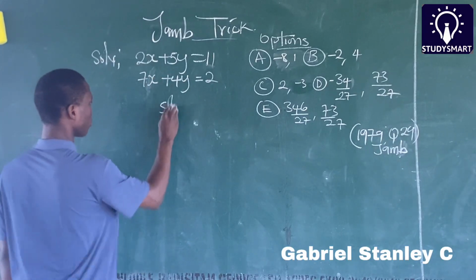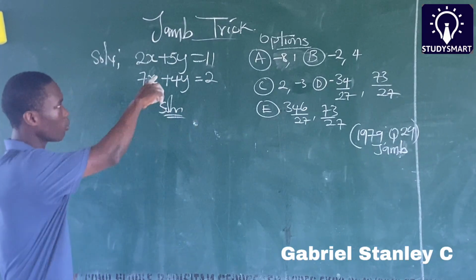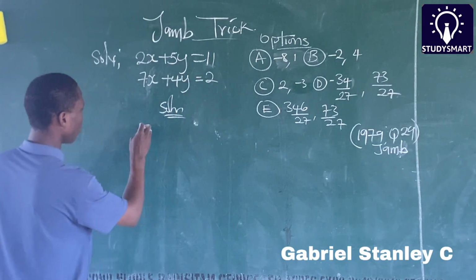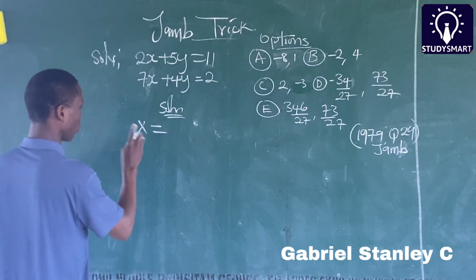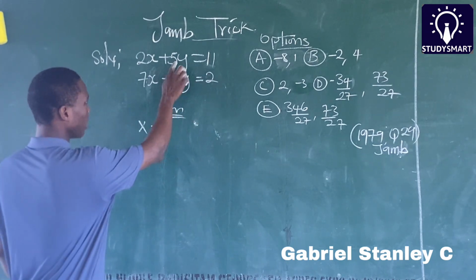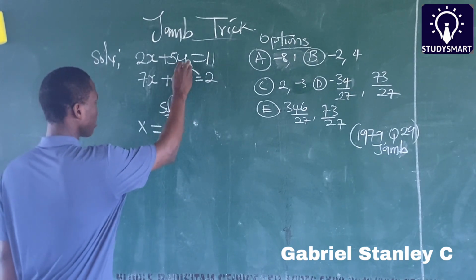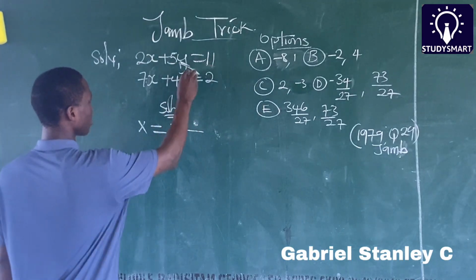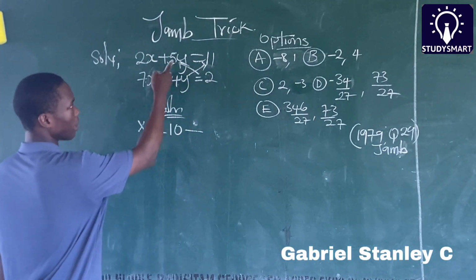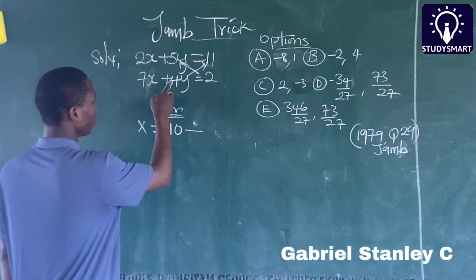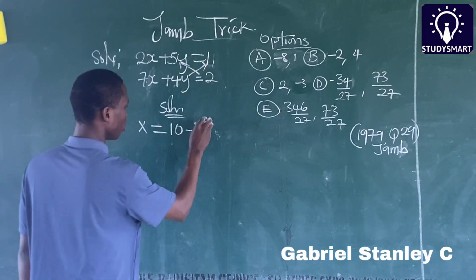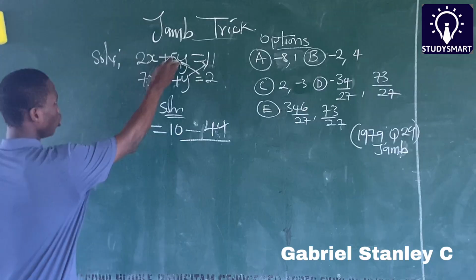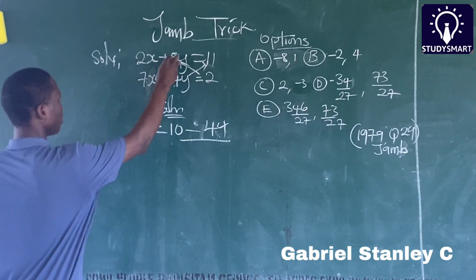So, solution. When you see this kind of question in JAMB, what you do is you multiply this by this, so you get the value of x first. You multiply this by this to get 10, then you subtract it by this and this. So you multiply 2 times 5 gives you 10, 4 times 11 gives you 44 over, and you come over here, you multiply this and this.